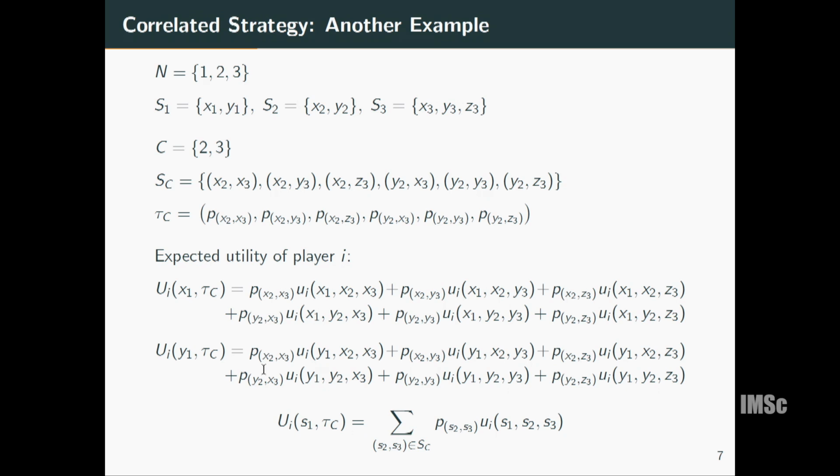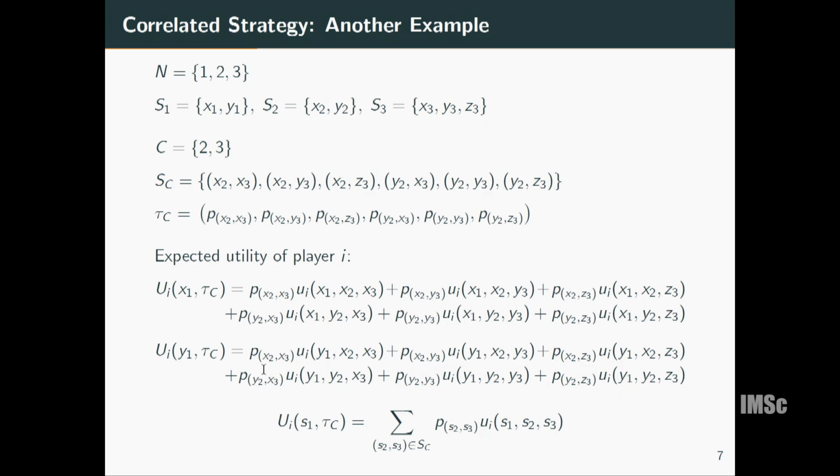If player 2 is playing some strategy, then I would have to restrict tau_C. So only utilities corresponding to x1 and tau_C, because we are assuming 2 and 3 are playing according to tau_C. So now, when they are playing according to tau_C, it doesn't make any sense to ask what will happen if player 2 is playing x2, for example. You are assuming both players 2 and 3 are playing according to this correlated strategy. So the expected utility of player i who doesn't belong to C. If it belongs to C, we have to talk about something else. No, it would be the same, right?